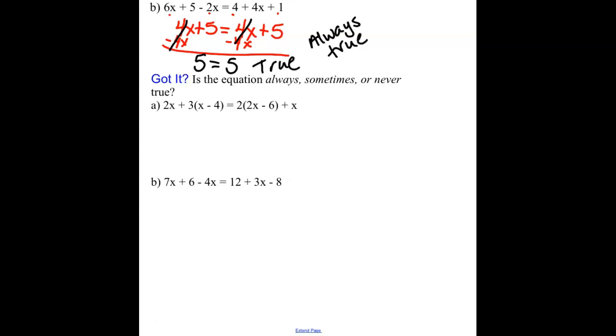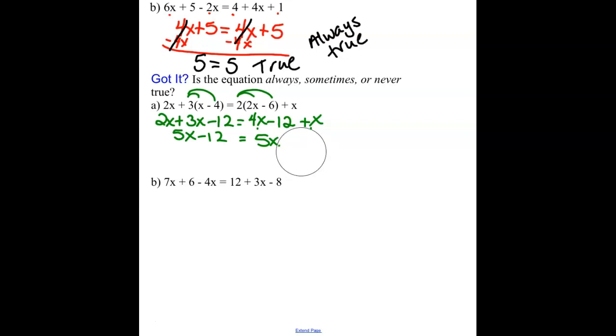All right, for this one, we are going to do some distributing to get rid of our parentheses. So 3 times x and 3 times negative 4. On this side, we're going to distribute the 2, so we get 4x minus 12. Combining our like terms, 2x plus 3x would be 5x. Over here, combining our like terms, 4x plus x again would be 5x. Sorry, I switched that to a plus 12. It should be a minus 12.